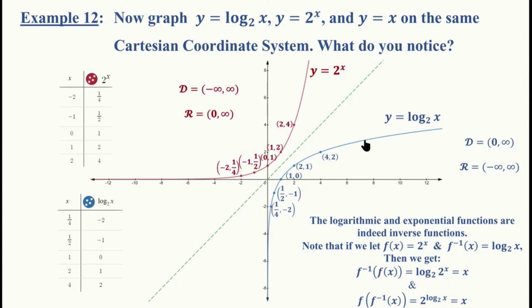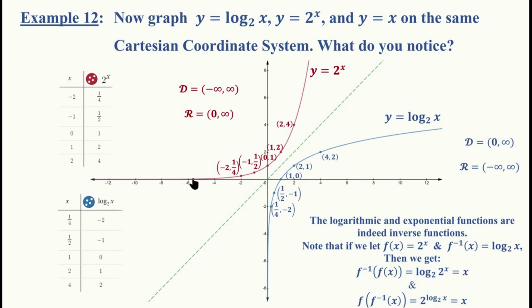Okay, so here we're putting the graph of log base 2 of x and 2 to the x on the same Cartesian coordinate plane. We did this in the last video and we did this one in this video. Notice the beautiful relationship between them. They are indeed symmetric with respect to the line y equals x. If you remember from the last video, functions that do that are inverse functions. So they switch domain and range.